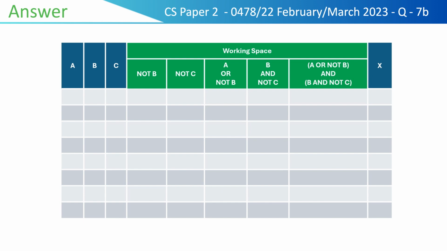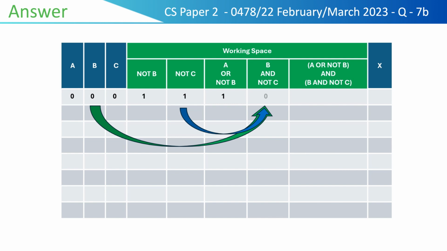First set of inputs is A equals 0, B equals 0, C equals 0. First step, not B means not 0 will be 1. Second step, not C means not 0 will be 1. Third step, A or not B means 0 or 1 will result into 1, because OR gate outputs 1 if either of the inputs is 1. Fourth step, B and not C means 0 and 1 will result into 0, because AND gate outputs 1 only if both of the inputs are 1.